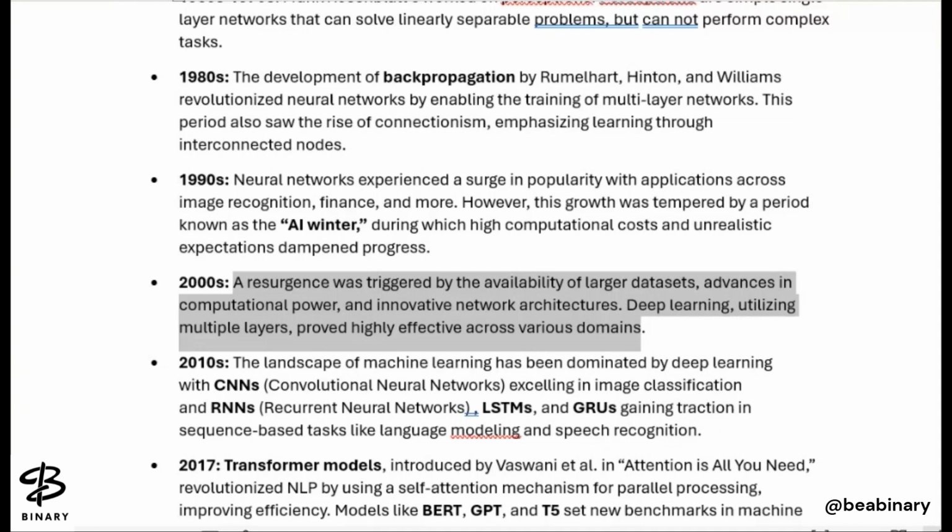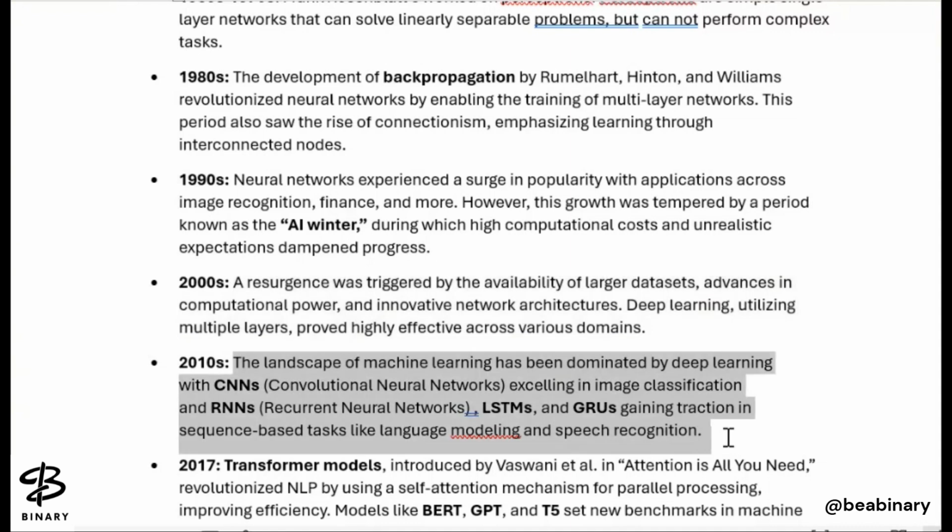In 2010, the landscape of machine learning was dominated by deep learning, with convolutional neural networks (CNNs) excelling in image classification and RNNs, the recurrent neural networks, LSTMs, and GRUs gaining traction in sequence-based tasks like language modeling and speech recognition.